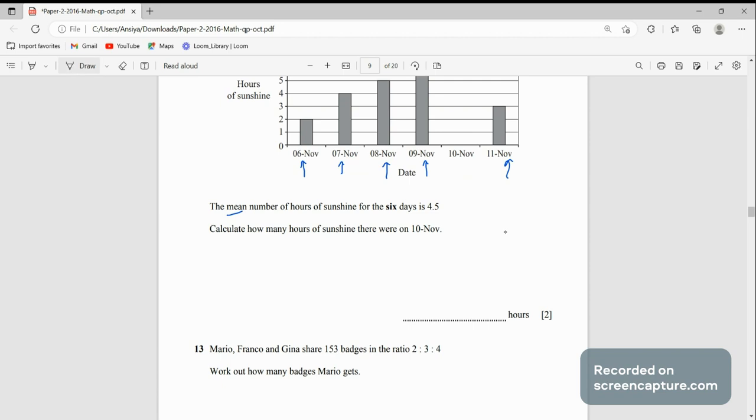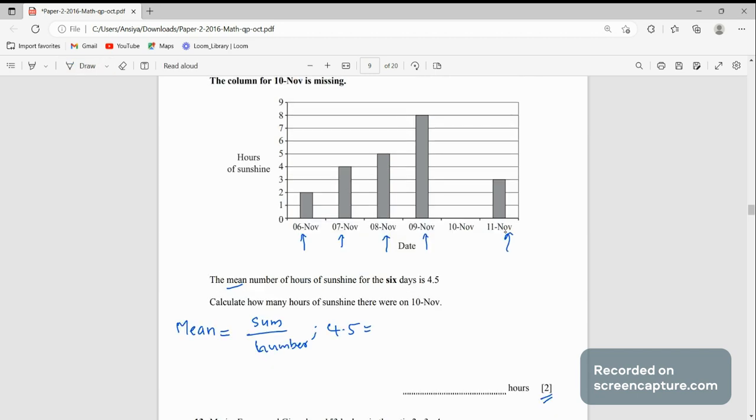For that, the clue is given mean. There are some steps for it, and that's why it is a 2 marks question. We should know what mean means. What does that word mean? It is the sum of all the values divided by how many values there are. We know the mean is given, 4.5. And what's the sum of all the values? We will look at the graph. This is 2, this is 4, this is 5, and this is 8. The 10th number we don't know, I'm going to call it x, and the 11th number is 3.